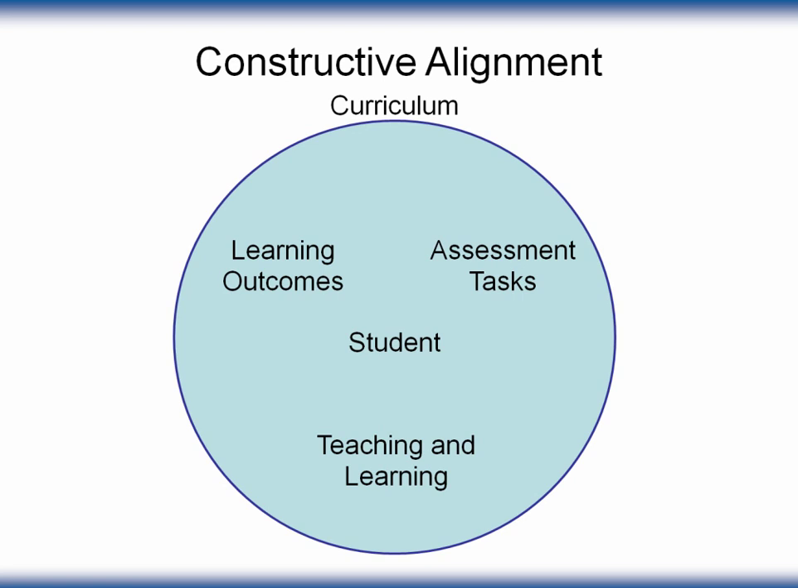The alignment bit as such refers to the relationship between the three elements of learning outcomes, teaching and learning opportunities, and the assessment tasks that test the learning outcomes. So let's look at how we might think about designing a unit based on the principles of constructive alignment. Remember, we've got three main things to think about: the learning outcomes, the teaching and learning opportunities, and the assessment tasks. But it may be helpful to think about them in a slightly different order.